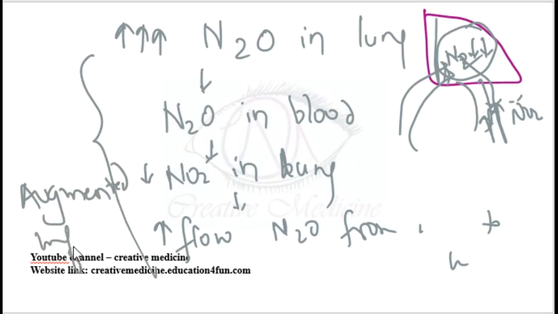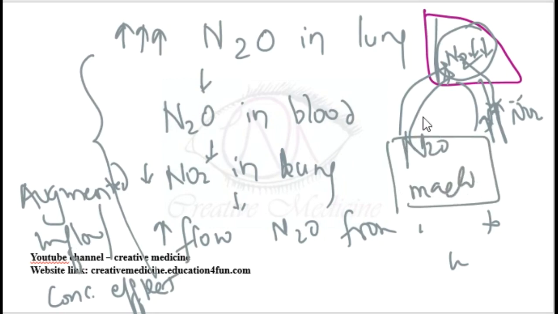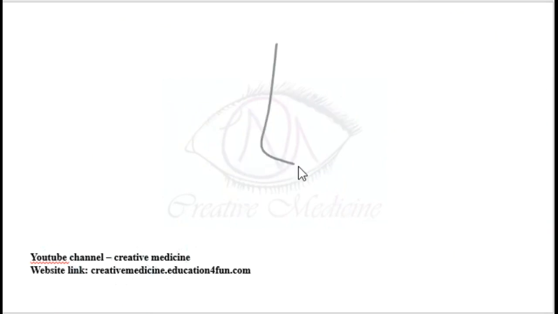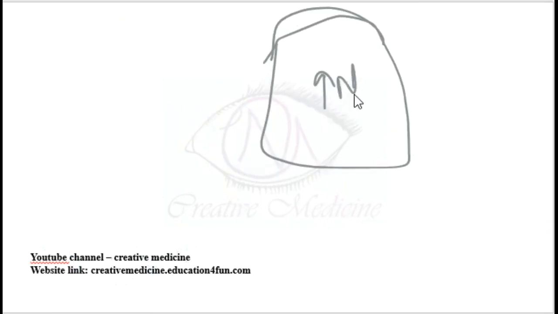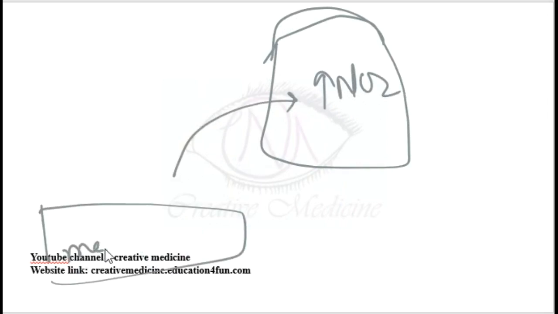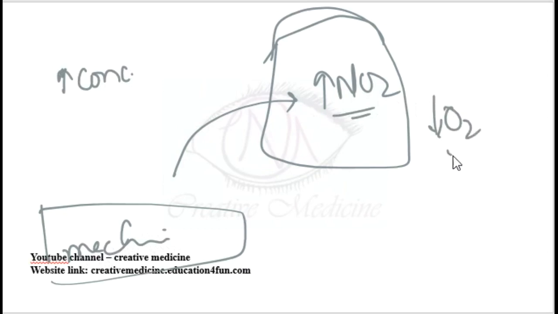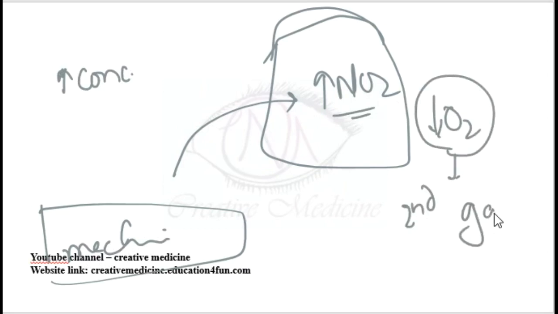In augmented inflow effect or concentration effect, there is increased flow of nitrous oxide from the machine to the lungs and from the lungs to the blood. Because of the augmented inflow effect, there is increased concentration of the inhalational agent, and as a result, there will be decreased oxygen. This is called second gas effect. The treatment of second gas effect is to decrease the inhaled concentration from the vaporizer.